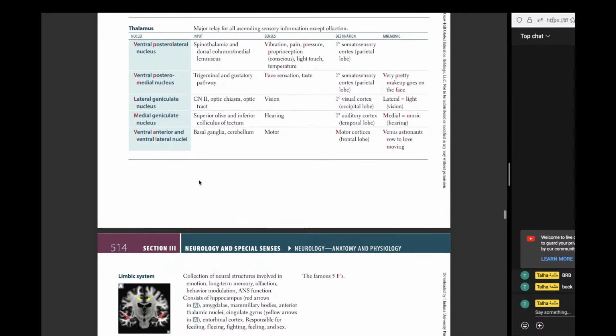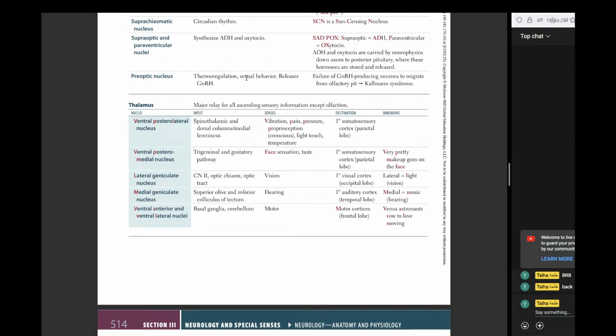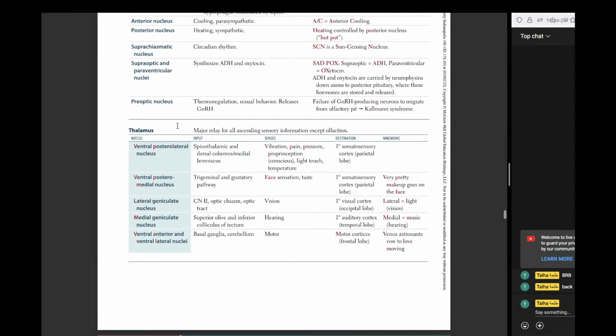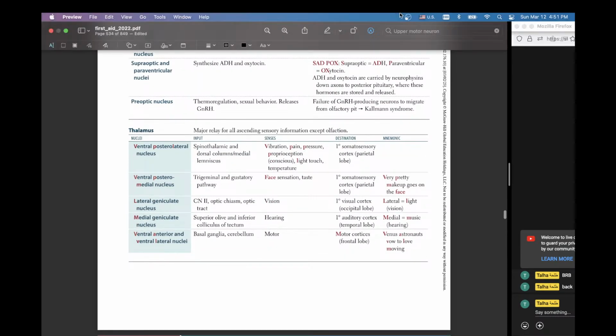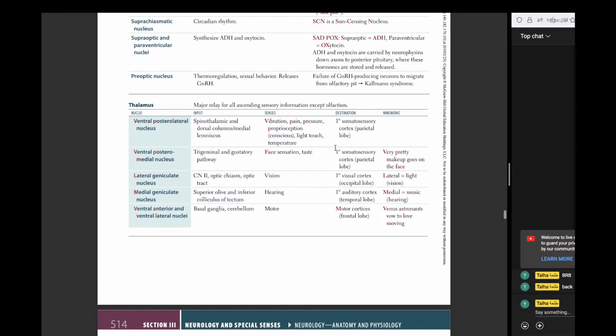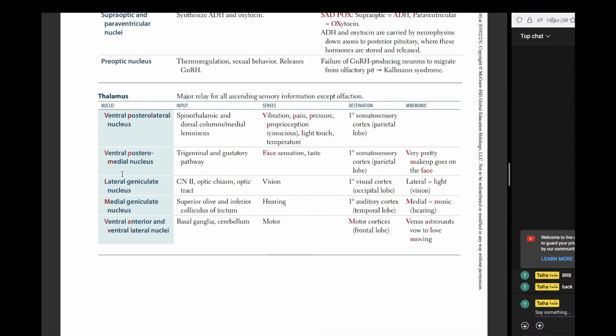Okay, interesting. Ooh, this will be important too. Thalamus and the hypothalamus. Let's look at the thalamus nuclei. Major relay for all ascending sensory information except olfaction. Ventral posterior lateral nucleus is spinothalamic and dorsal column / medial lemniscus. It senses vibration, pain, pressure, proprioception, and light touch, and it goes to the somatosensory cortex in the parietal lobe. So what about VPM? This is trigeminal and gustatory pathway: face sensation, taste. Very pretty makeup goes on the face.